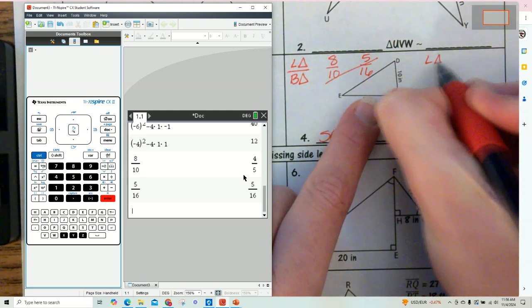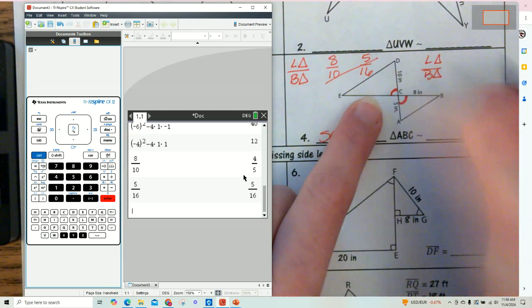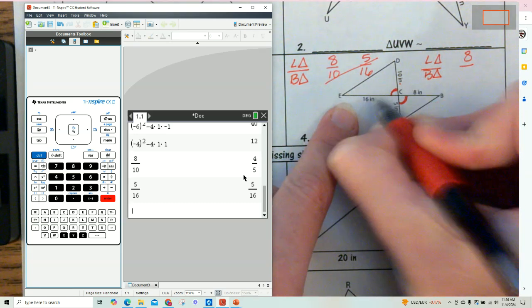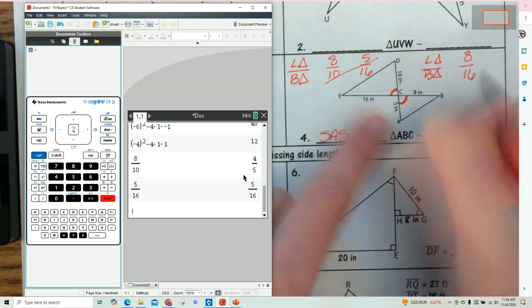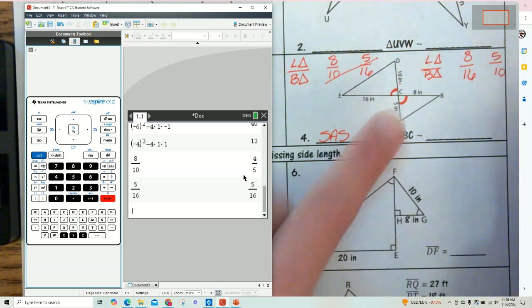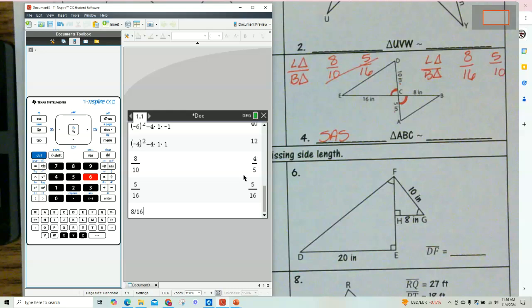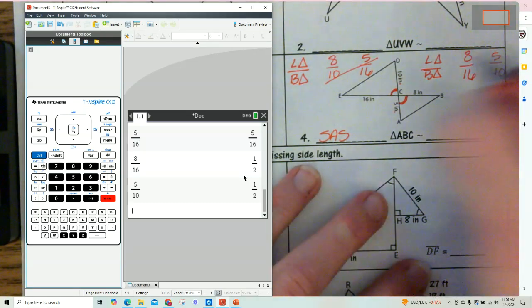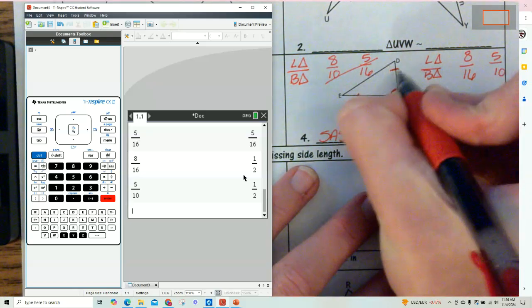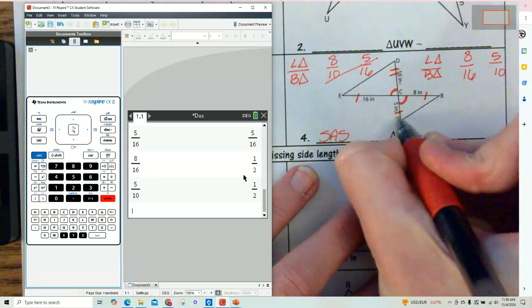So try something new. Little triangle, big triangle. So let's put 8. Instead of putting it with 10, let's put it with this other side. And that would mean on the little triangle, the 5 would go with the 10. Some of you guys can see it in your head. 8 over 16 is a half. 5 over 10 is a half. So you have to find which sides go together. Okay? So that means this side goes with this side, and this side goes with this side.